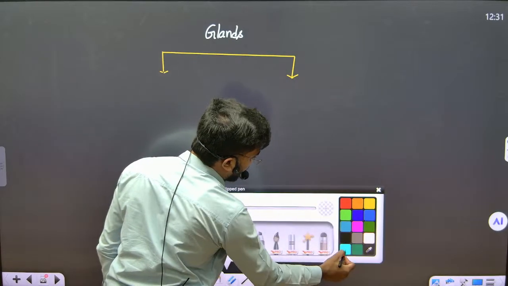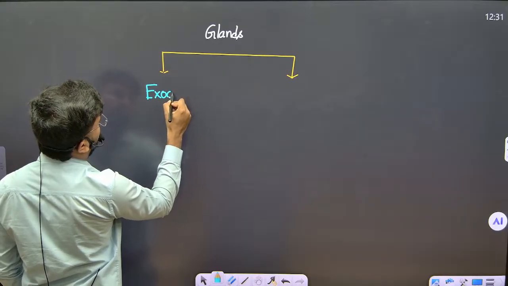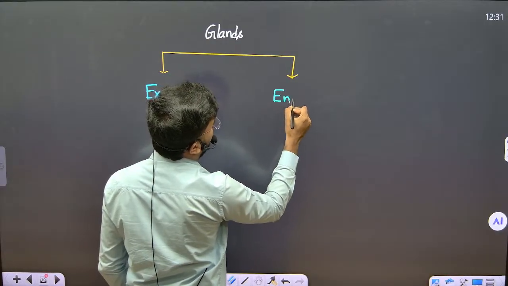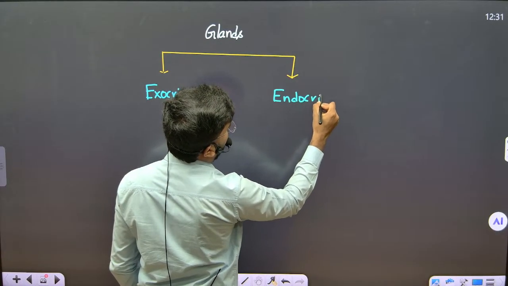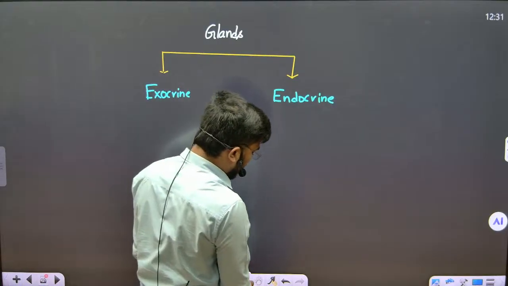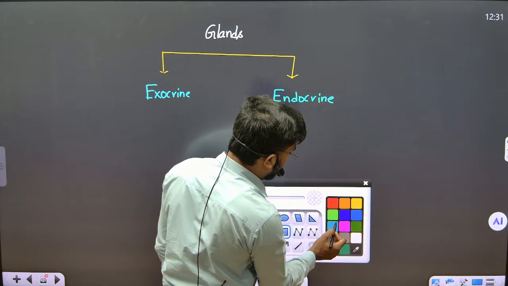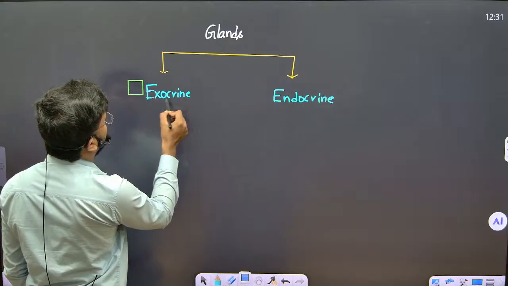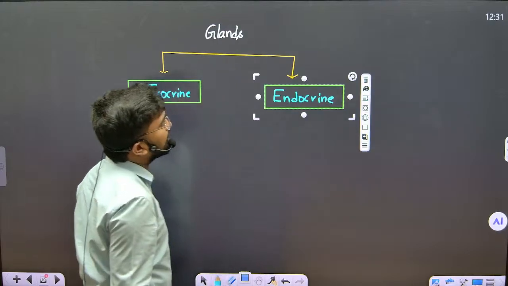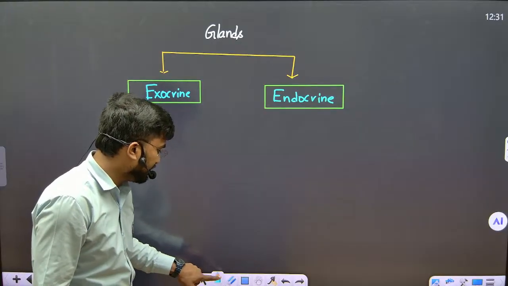One, exocrine gland. Another one is endocrine gland. Got it? What is this exocrine and what is this endocrine? In case of endocrine gland, they will generally produce hormones. In case of exocrine gland, they produce some other secretion. We will see it.